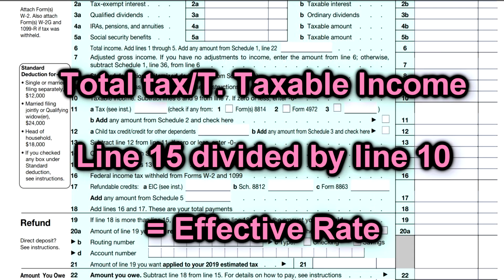To find out what your effective tax rate is, you would take your total tax and divide that by your total taxable income. So look at your prior year return, take your total tax and divide that by your total taxable income. That will help you determine what your effective tax rate is. Either way you want to do it is totally fine with me. It's whatever you're comfortable with.